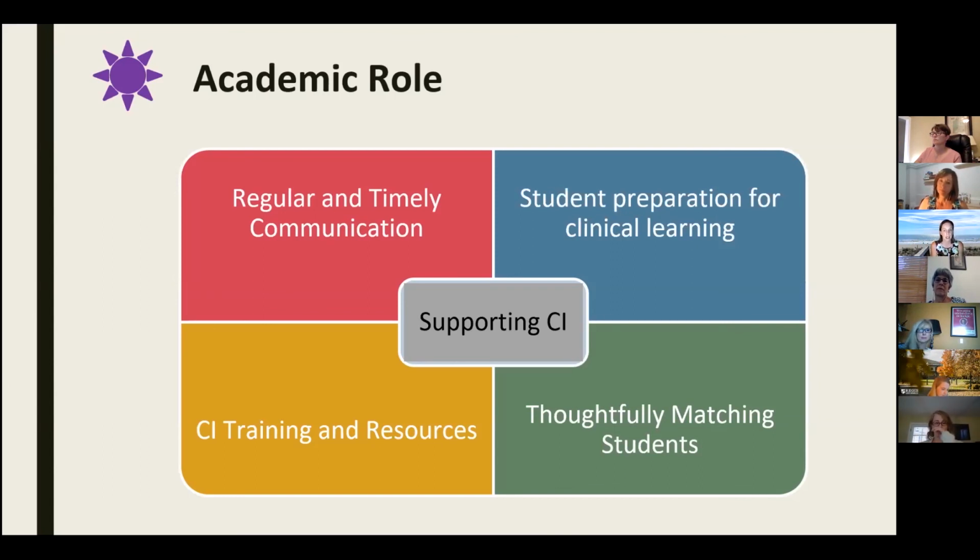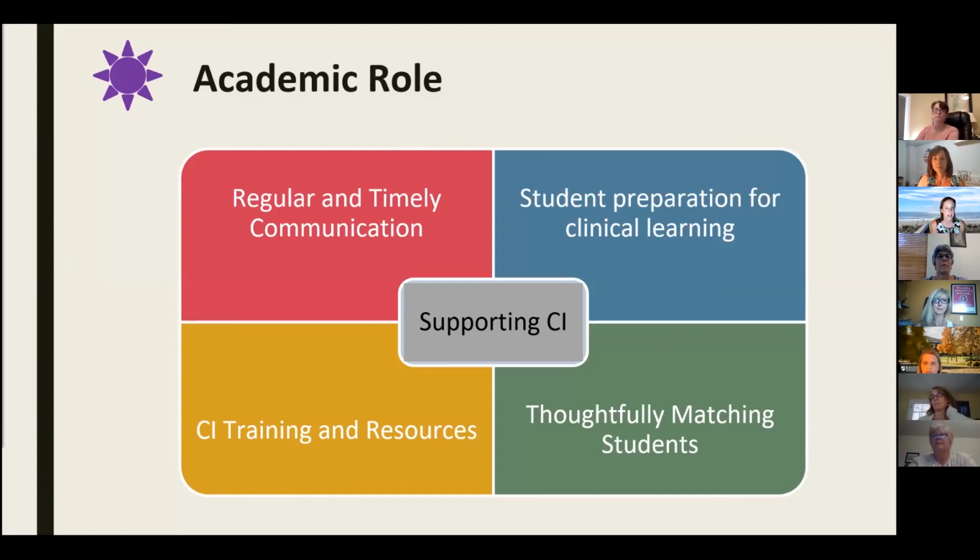And then regular and timely communication that starts before the clinical experience, continues throughout the experience, checking in with the CI, with the SCCE, and with the student. And then post-experience, how did that go? What feedback do you have? How can we work together to make that a better experience again? All of those are important in supporting the CI and this experience overall, because it supports not only the CI, but the student. It supports the clinical site and the clinical environment in making this a positive experience.